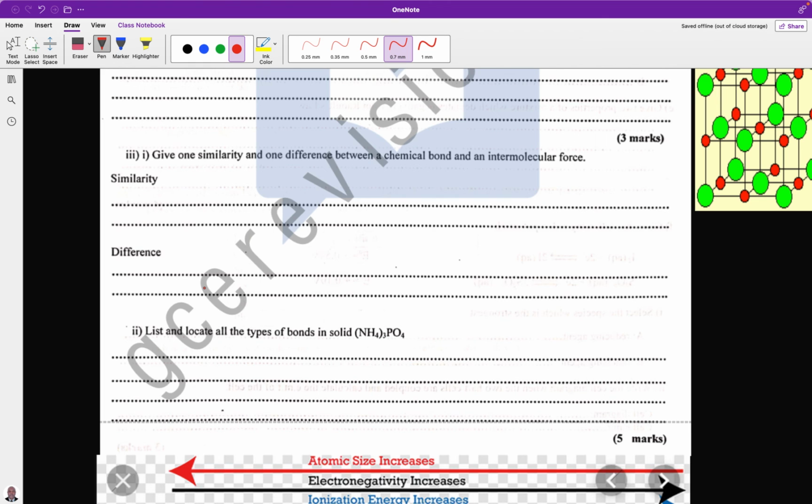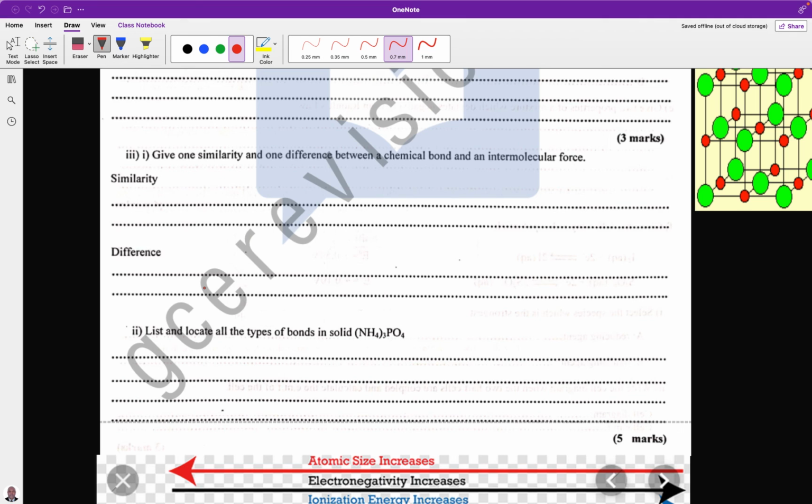Both the intermolecular force and the chemical bond require energy to bind the atoms, the ions, and the molecules together. So both of them require energy to bind them together.